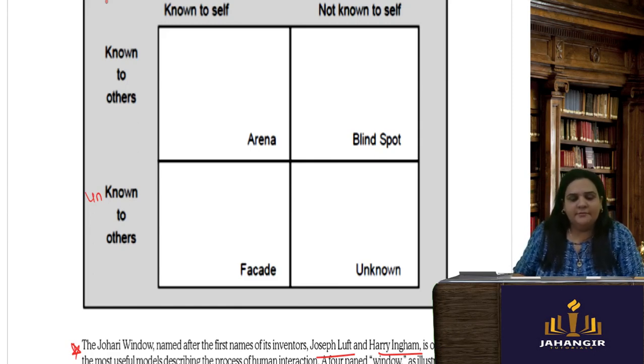So say for example, arena window. You know about yourself, you know yourself about that particular thing, and others also know it. So say for example, my name.